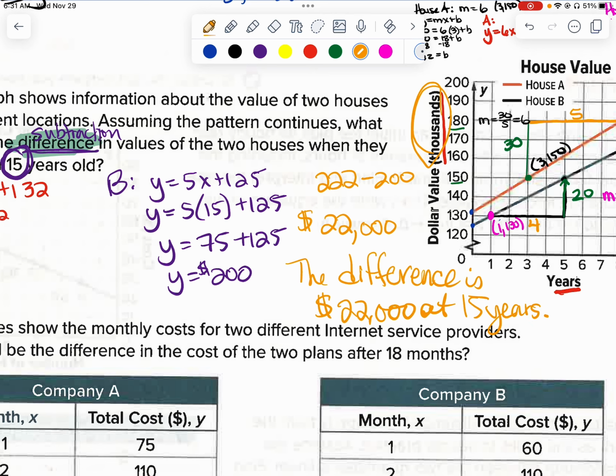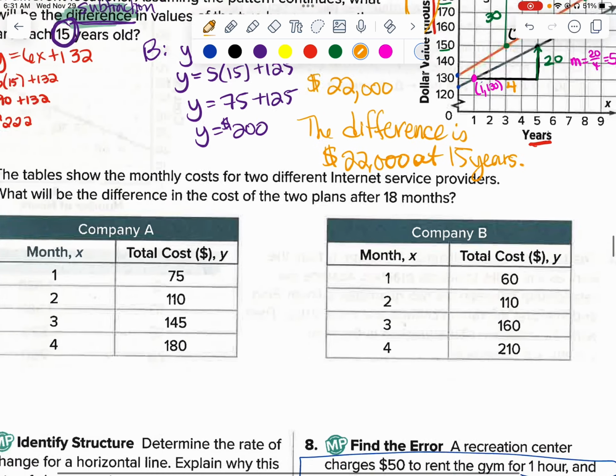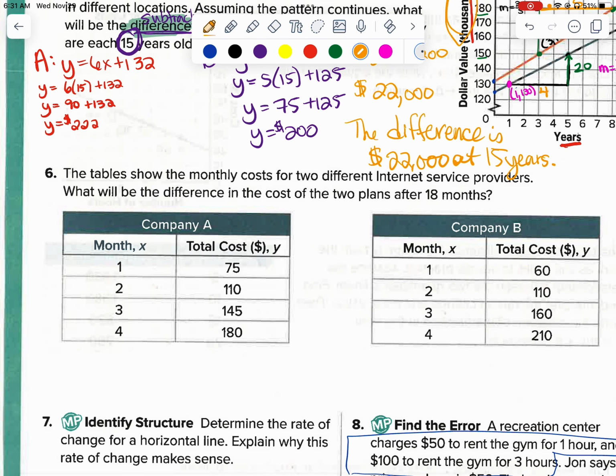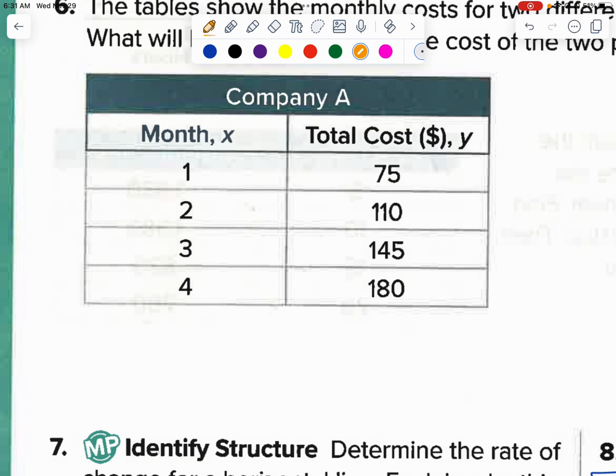There we go. Okay, so this next one says the tables show the monthly cost for the two different internet service providers. What is the difference in the cost of the two plans at 18 months? So it's the same concept that we just did. So what we have to do is find the equation of the line for both of these.